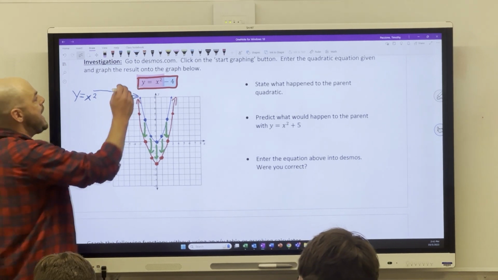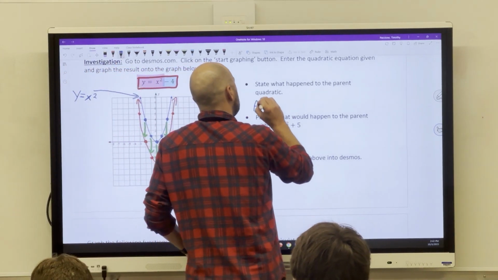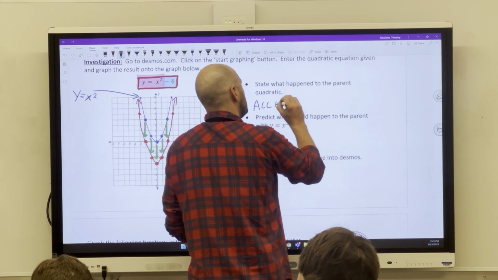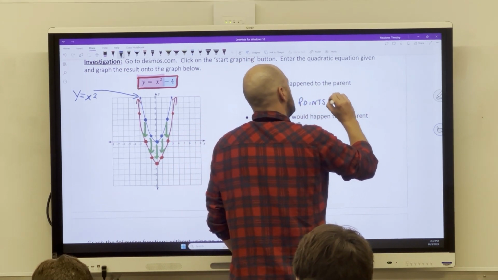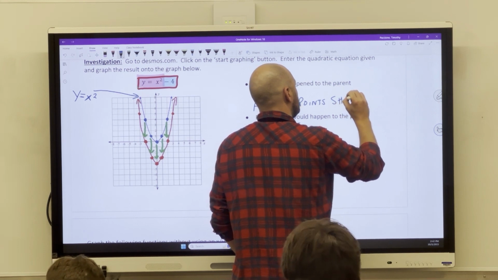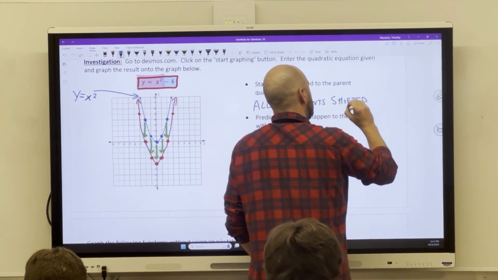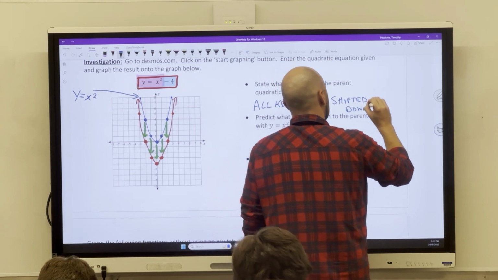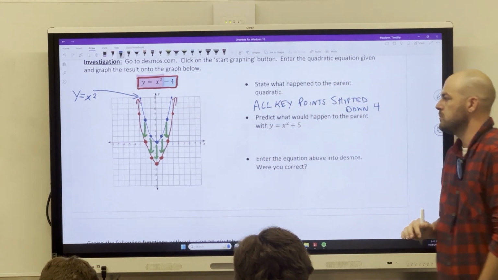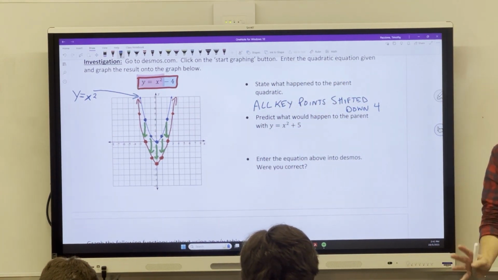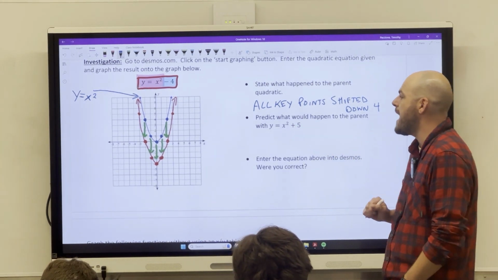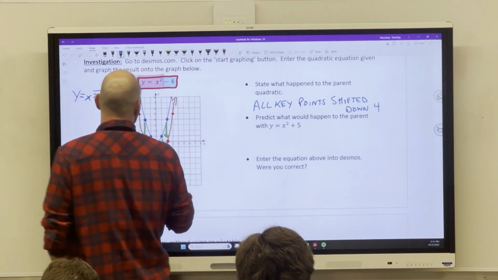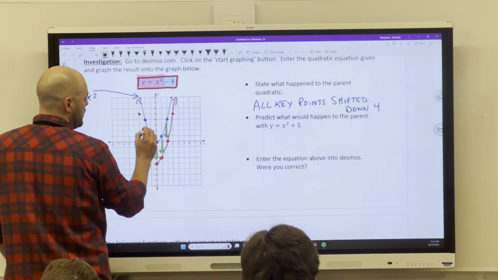All right, so what happened here? All the key points shifted down 4, okay? All the key points shifted down 4. That's all that changed, right? So what do you think would happen if we did x squared plus 5? Let's go 5 up. Yeah, it would just go 5 up.